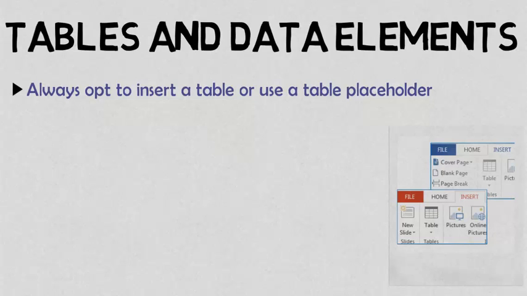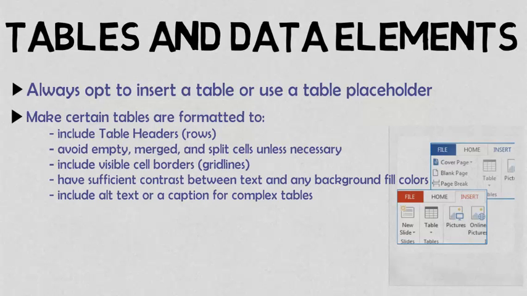The next thing is to make certain to format tables so that a header row is designated. You should also avoid empty, merged, and split cells unless necessary. There should never be empty cells in a header row, as these cells provide contextual clues as to what is expected in their corresponding columns.